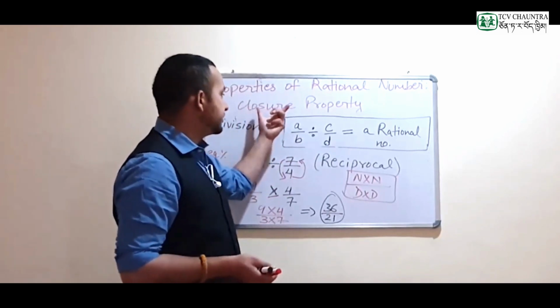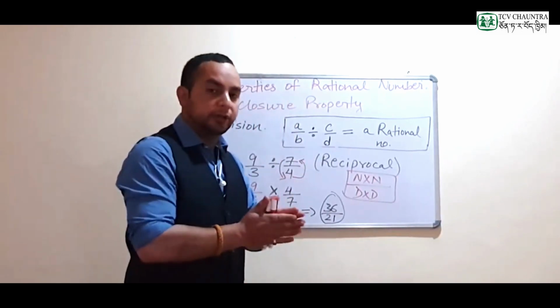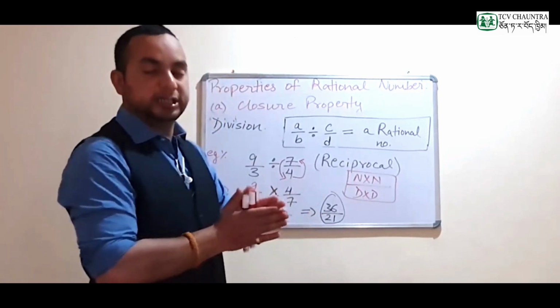Which means closure property is always applicable for addition, subtraction, multiplication and division.